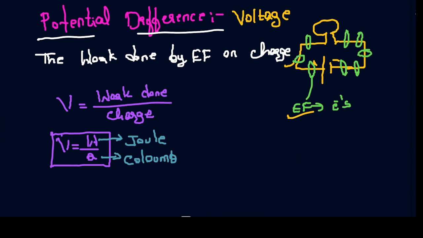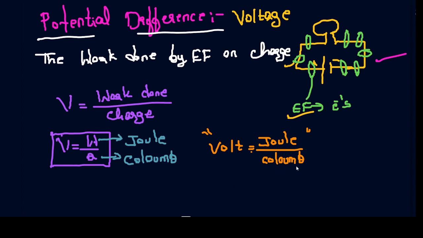But there is also one more term which gives the unit of potential difference, that is nothing but volt. Okay, volt is nothing but joule per coulomb. So this is the unit of potential difference. And is there any way to measure the current and potential difference in any circuit? Yes, there are devices to measure potential difference and also electric current.